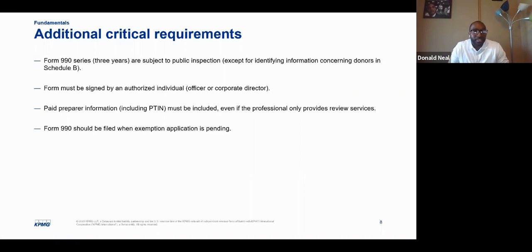And then if you have the exemption application pending, which is you're working on your Form 1023 or 1024 and you haven't heard back yet, then you still should be filing that Form 990, even if that exemption application is pending.